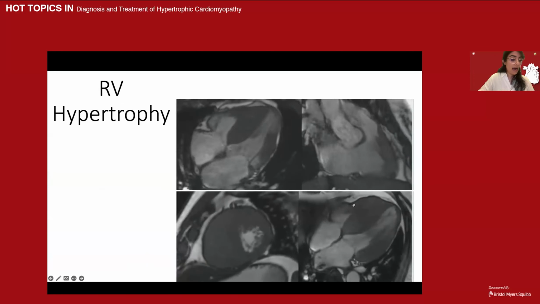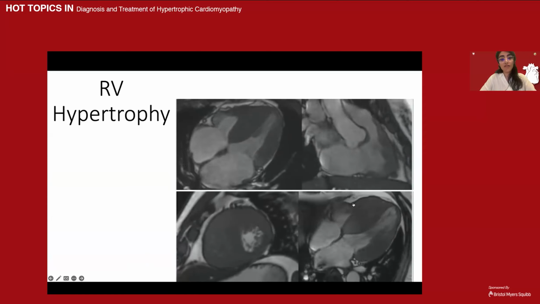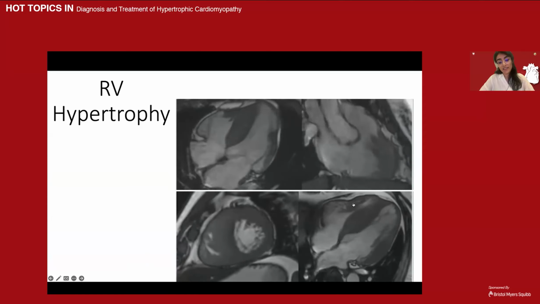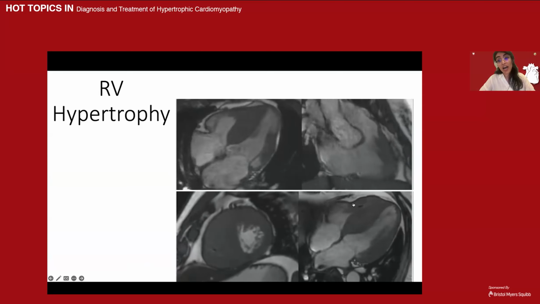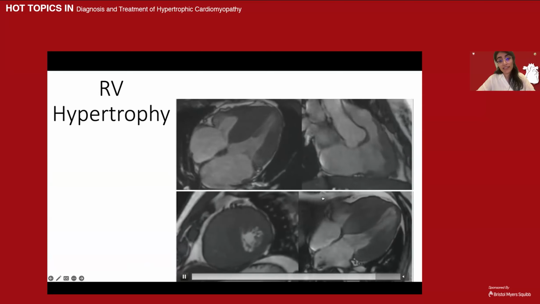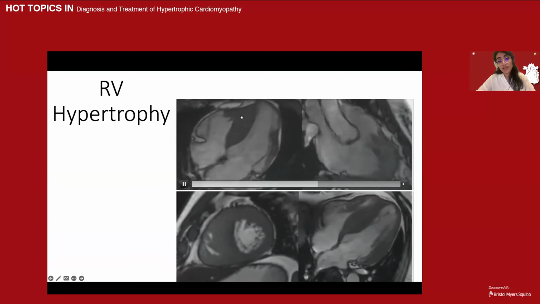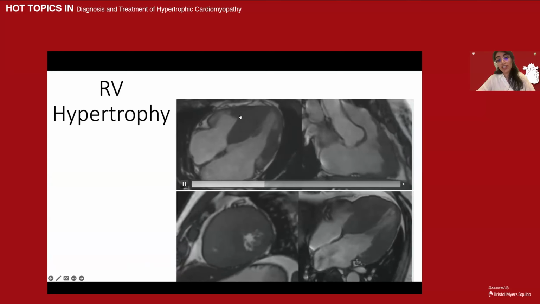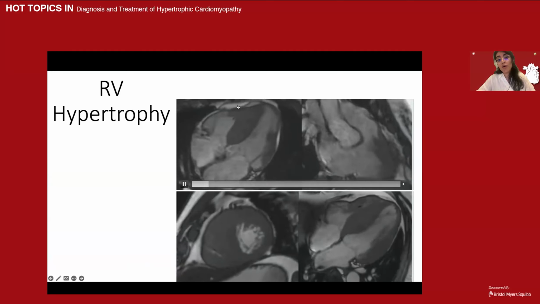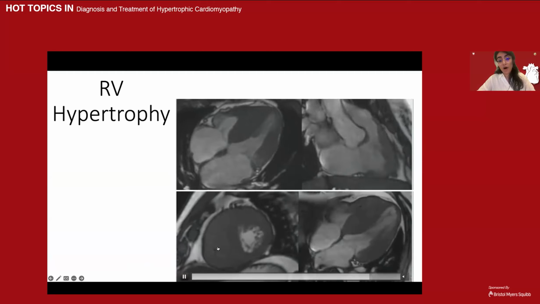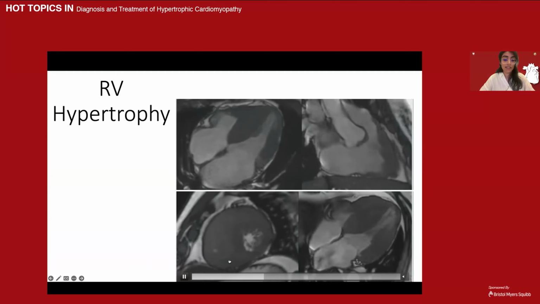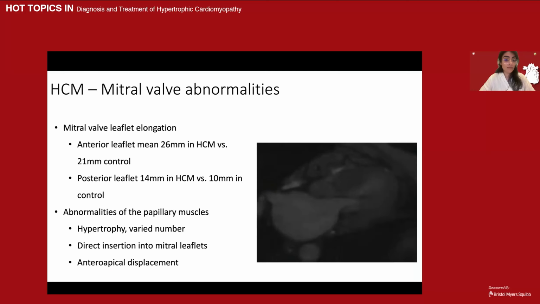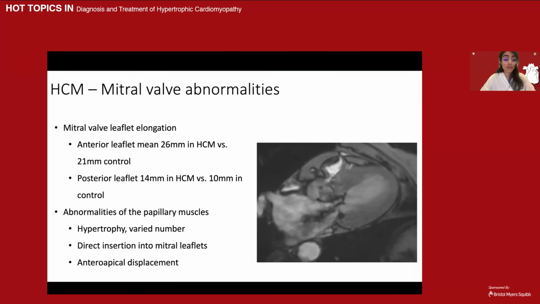Another point that I wanted to highlight is the presence of RV hypertrophy, which is oftentimes missed on echocardiography. Now, this again is not pathognomonic for hypertrophic cardiomyopathy. Other diseases can mimic this, but at least we can nicely appreciate this focal hypertrophy of the RV free wall, as well as this concentric RV hypertrophy in the bottom left image. This was also touched upon.